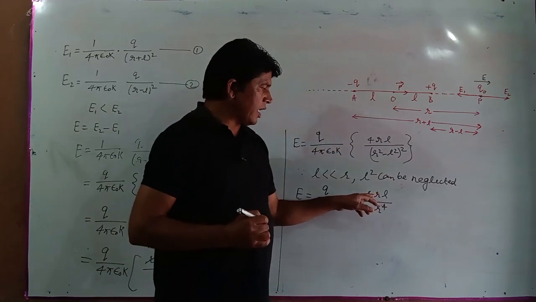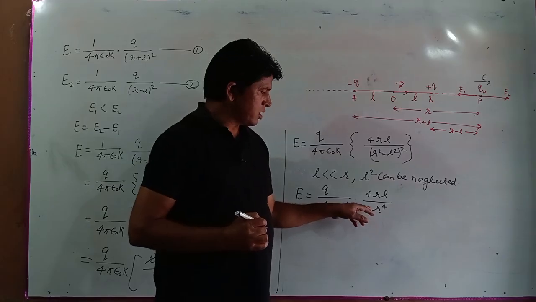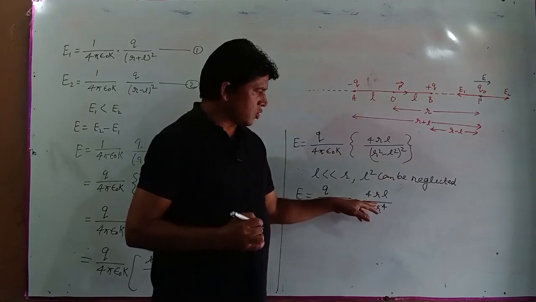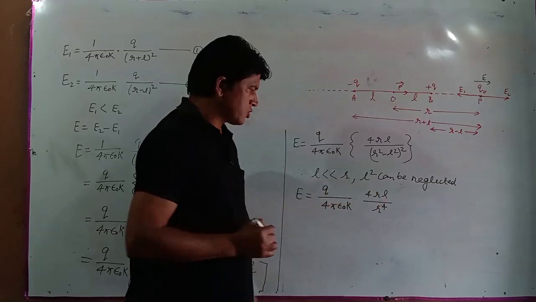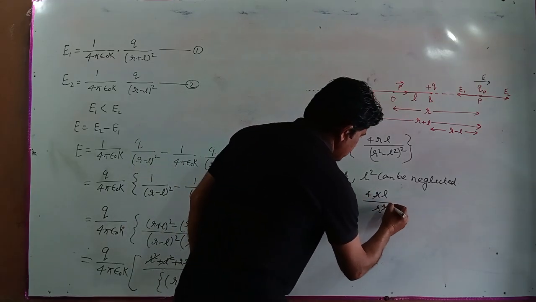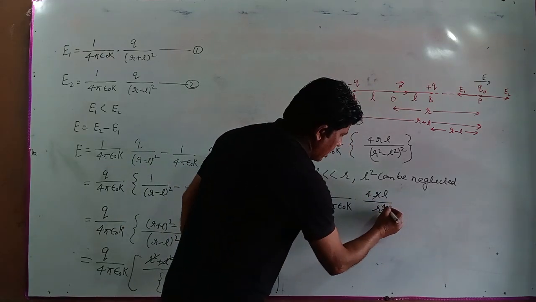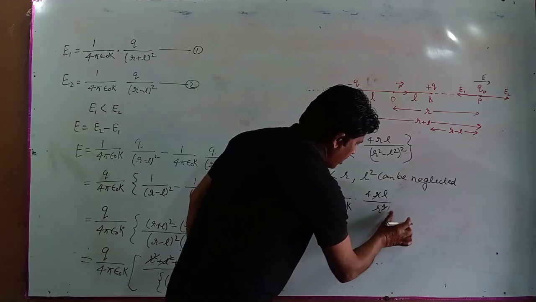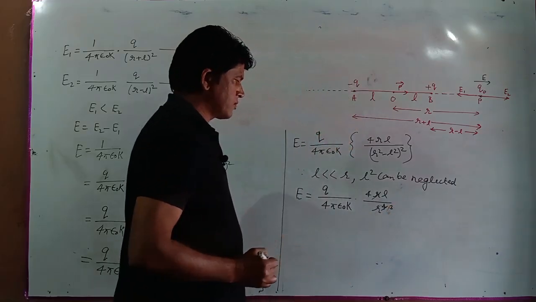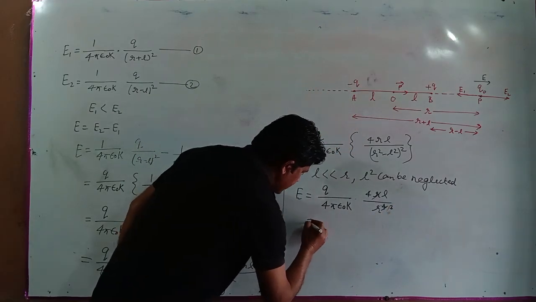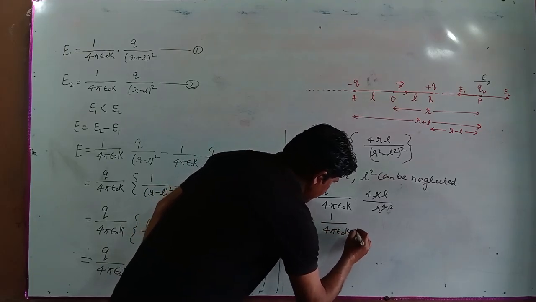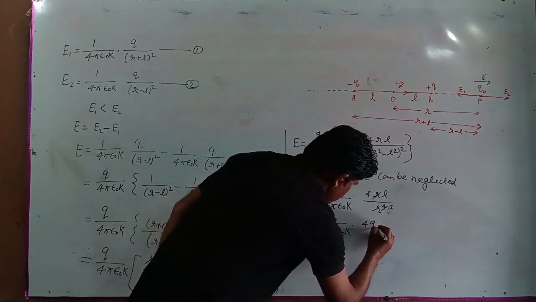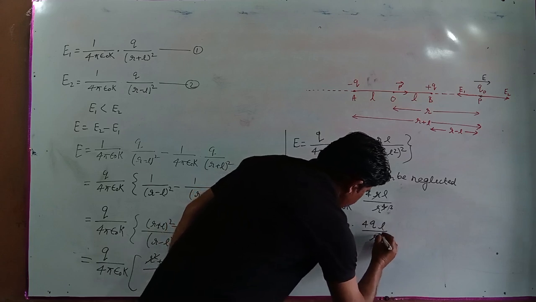We see that in the numerator and denominator there is a common R. So R to the power 4 will be cancelled out with R. So we get in the denominator R cubed, that is R to the power 3. We write in the next step 1 over 4 pi epsilon naught K times 4QL over R cubed.